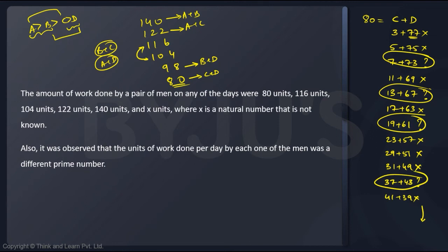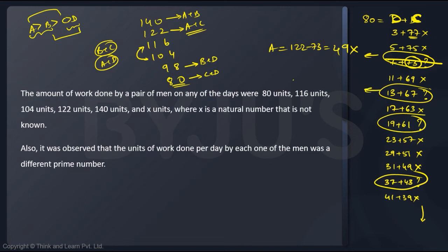So remember, C is greater than D. So I'll write this as D and I'll write this as C. The first column ones are D, the second one is C. Then we will use A plus C, which is 122. If C is 73, then your A will become 122 minus 73. This will be 49. 49 is not a prime number, so this case is also gone.